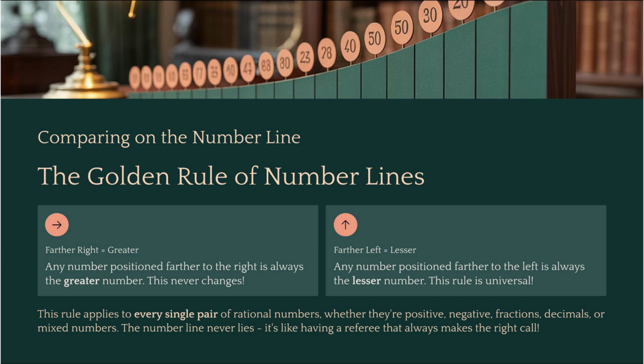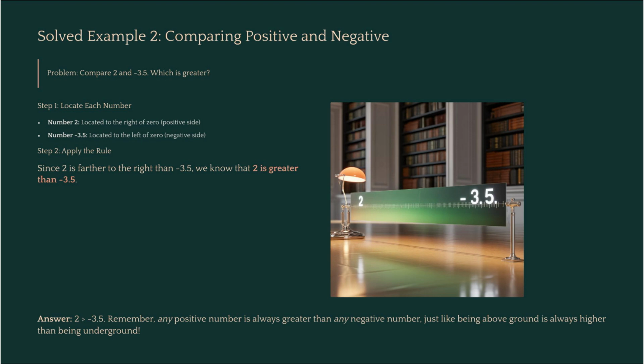Here is the most important rule for comparison. The number farthest to the right on the number line is always the greater number. The number farthest to the left is always the lesser number. This simple concept is your key to comparing any pair of rational numbers, no matter how small or large, positive or negative. Let's use the rule for example 2, comparing 2 and -3.5.